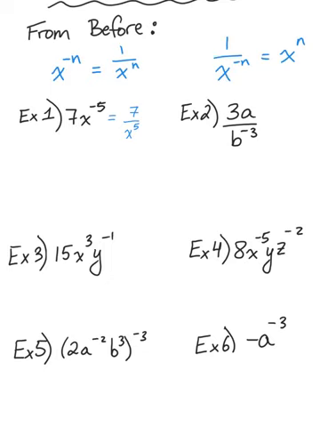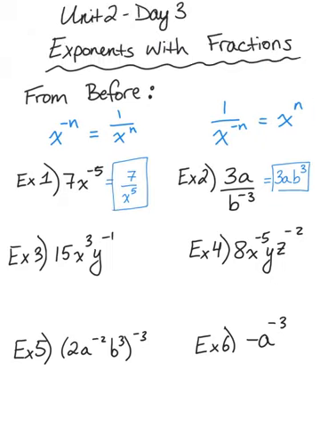In example 2, same idea, the 3 and the a already have positive exponents. It's like an invisible 1. So the 3 and the a don't change, but the b at the bottom has a negative exponent, so it needs to change positions. It needs to come up to the top, and this is what our final answer would look like. Now all of these answers have positive exponents and they are simplified.